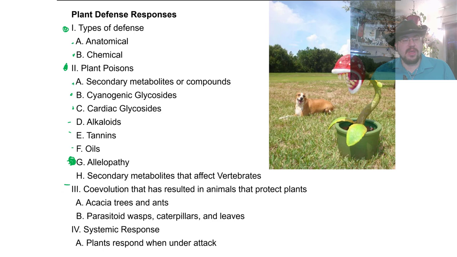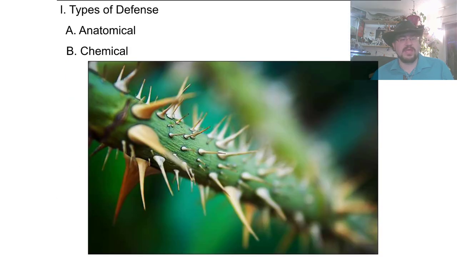Then we'll talk about coevolution for symbiotic animals that protect plants. And finally, we'll talk about a really cool feature of plant defense, the systemic response, when plants only produce defensive chemicals when they're under attack, which is pretty amazing that they can do that. And that's the roadmap. Away we go to the two classes of defenses, right?